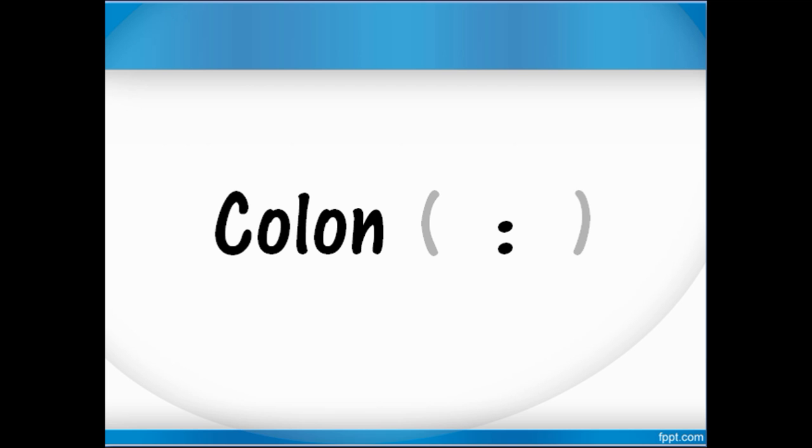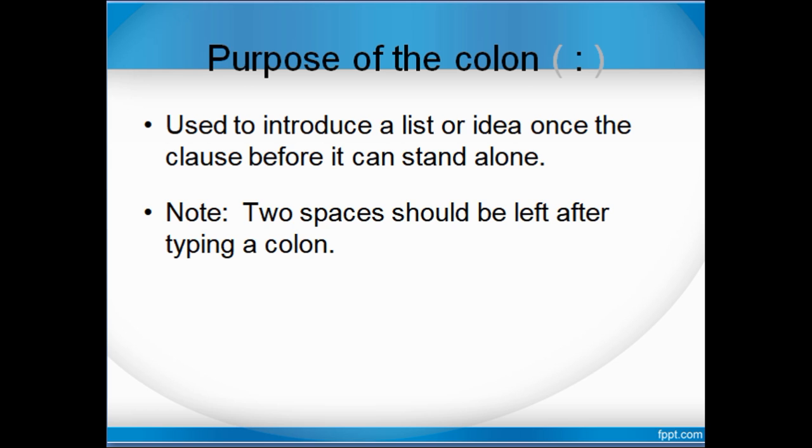Now we're going to move on to the colon. Now a colon is used to introduce a list or an idea once the clause before it can stand alone. So we talk about the clause before. We say that a clause is a group of words that has a subject and a predicate. And once that clause can stand alone, meaning that we can understand what it is saying, we use a colon to introduce a list. Once that clause before can stand by itself, once everyone understands what the group of words is saying.